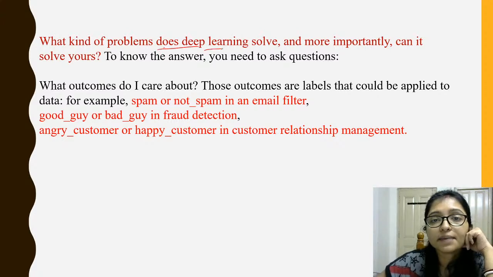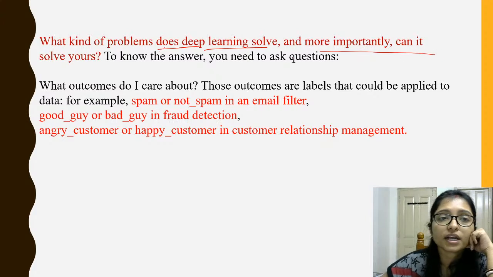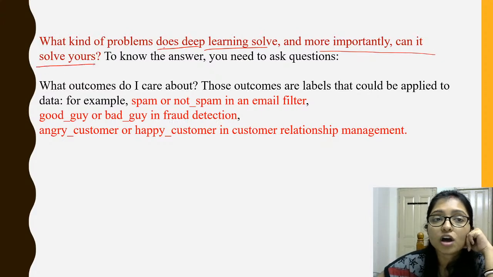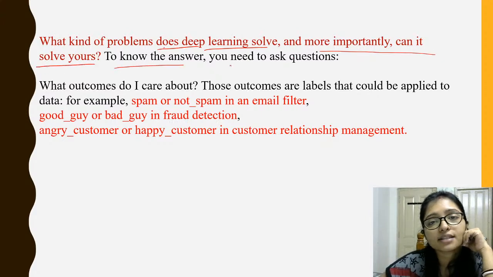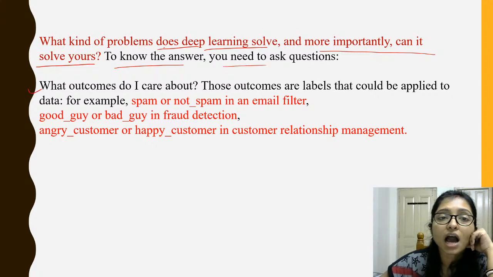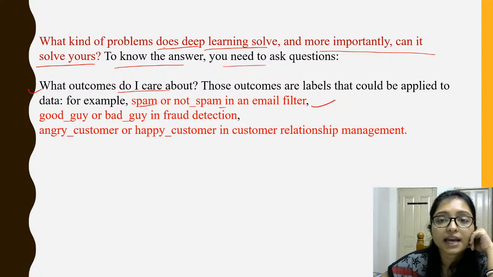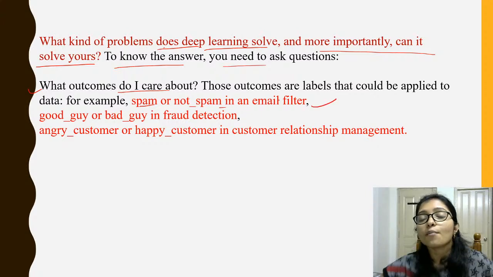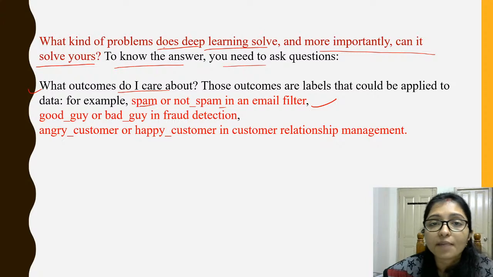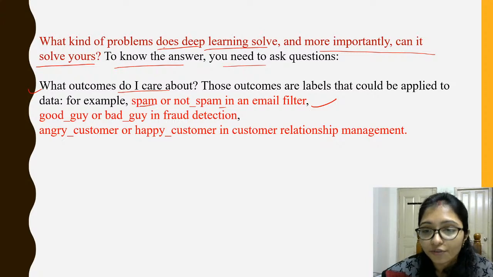Okay. So what kind of problem does deep learning solve, and more importantly, can it solve yours? That is to know the answer of deep learning. What outcomes do we take? That is spam or not spam in the email filter. Spam or not spam is also a type of application of neural networks.